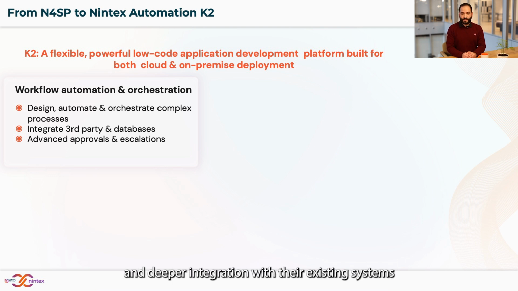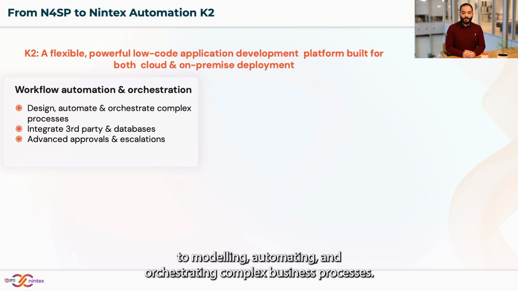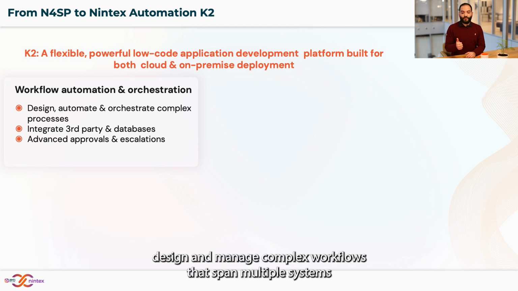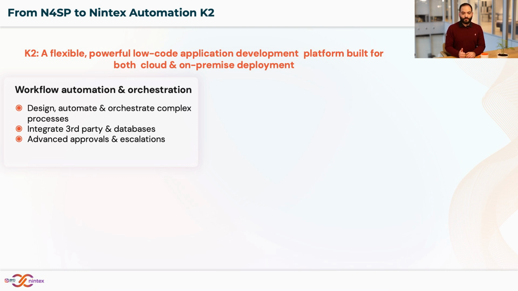With its advanced customization capabilities and sophisticated process orchestration, K2 is designed for organizations that require flexibility and deeper integration with their existing systems. To get started, K2 offers a highly flexible approach to modeling, automating, and orchestrating complex business processes. Unlike basic workflow tools, it allows you to, first, design and manage complex workflows that span multiple systems. 2, seamlessly integrate third-party services and databases. 3, handle advanced approvals and escalations with automated processes.